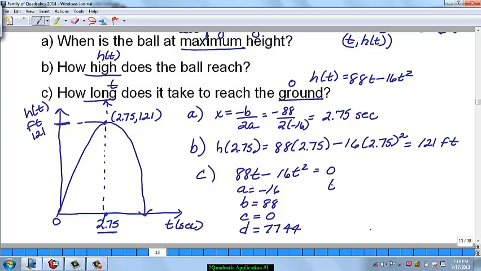So I have time equals negative b plus or minus the square root of 7744 all over 2 times a, or negative 32. And when I split this up, I get a 0 and I get a 5.5 seconds. Well, the 0 is right here, so now I know it hits the ground at 5.5 seconds, which is this doubled, but it's not always like that. Okay, that's application number 1.